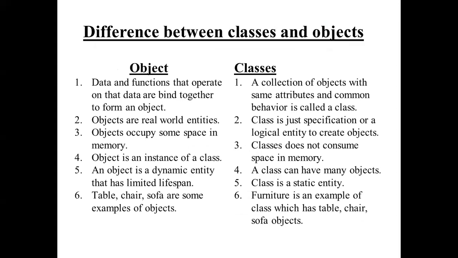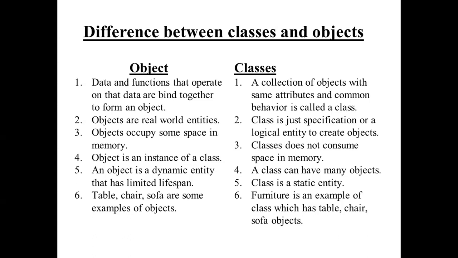Data and functions that operate on data are bound together to form an object. A class is just a specification or logical entity to create objects, and objects are real world entities. As we discussed in one example, a class is just a structure, just a design of our house, and the object is the design used in the real world. Classes do not consume space in memory. So storage is not allocated to classes but allocated to objects. So objects occupy some space in memory.